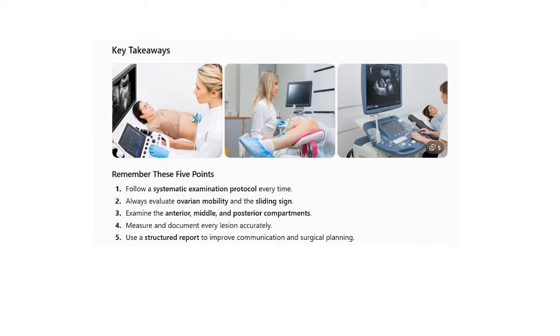So now, your key takeaways. It has been a long presentation, so let me give you the key takeaways, and then you can call it a day. Remember these key points. One: follow a systematic examination protocol every time. Two: always evaluate ovarian mobility and the sliding sign. Three: examine the anterior, middle, and posterior compartments. Four: measure and document every lesion accurately.